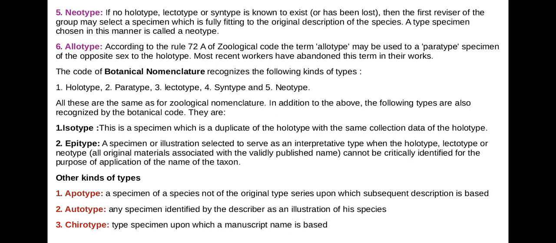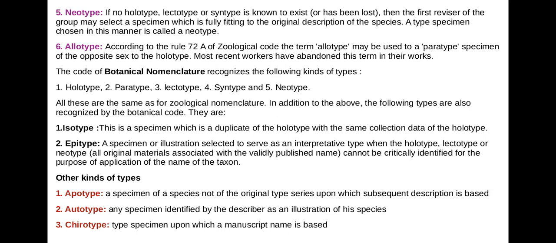Then haplotype, a species which acts as a generic type by a single reference. Then homeotype, a specimen compared with a type by a person other than the describer and determined by him as conspecific with the type. Then idiotype, specimen named by the author of a species after comparison with the type but not collected from the type locality. Then metatype, specimen compared with the type by the author of a species and determined by him as conspecific with the type. And monotype, haplotype based on a single species.